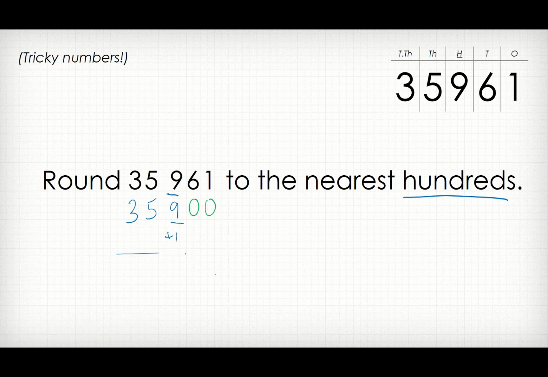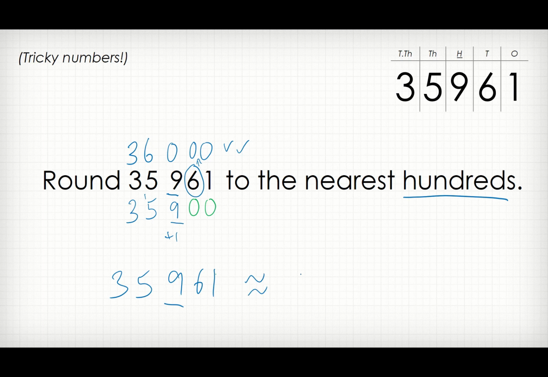Okay, so you can use your simple addition that you have learned. 9 plus 1 is 10. I'll regroup. 1 plus 5 is 6. And then 3 plus 0 is 3. So my answer, 36,000. Okay, and finally, we'll use the digit on the right, which we have circled, to tell us whether we should round up or round down, and the answer is to round up. So this is the correct answer. So 35,961 when rounded to the nearest hundreds would give me 36,000.